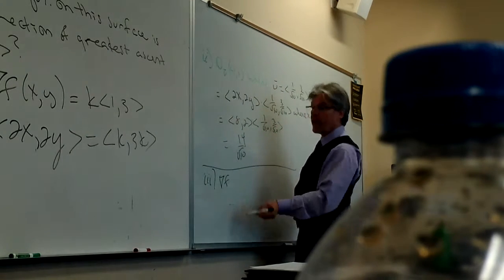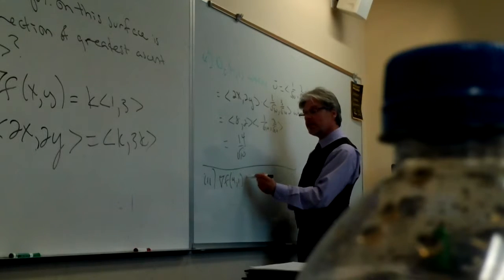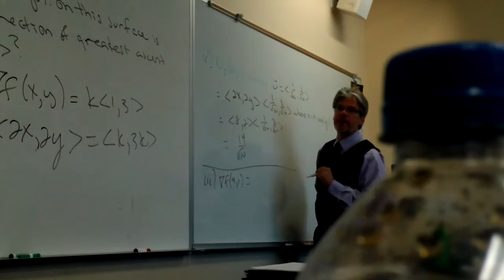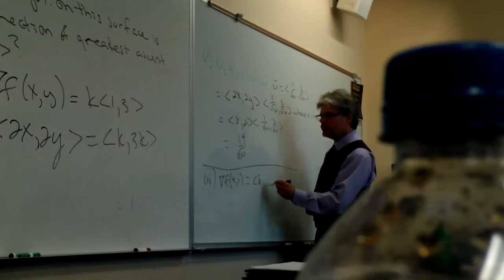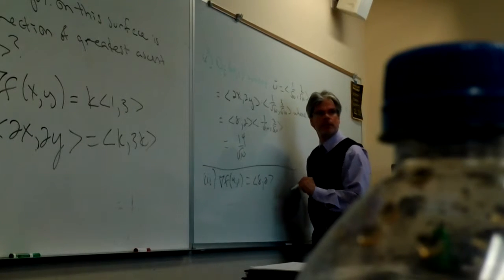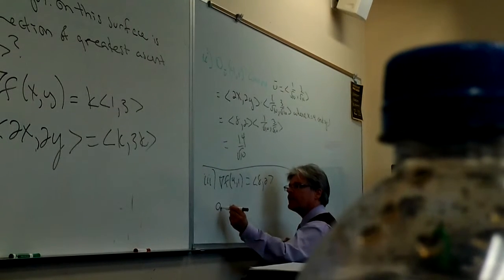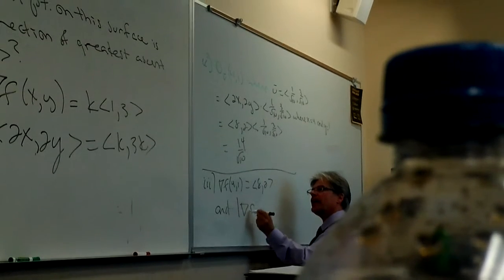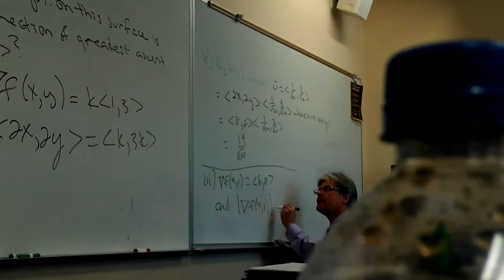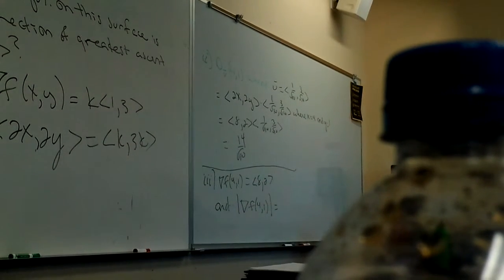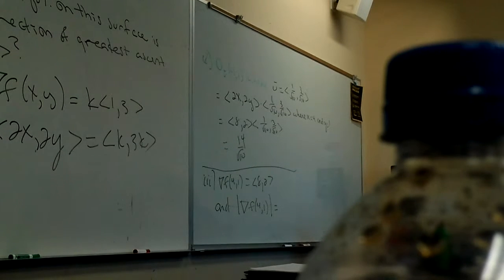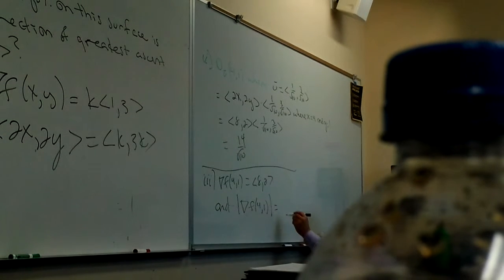for my function f at specifically the point 4, 1, let's see what we get. I think I get nothing more than (8, 2). And I think the magnitude of del f evaluated at (4, 1) is nothing more than, can you guys help me with this one? 64 plus 4?